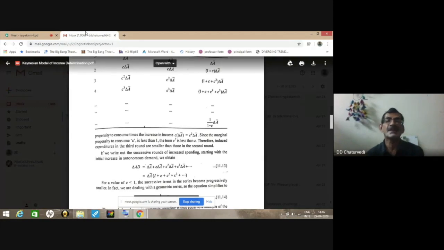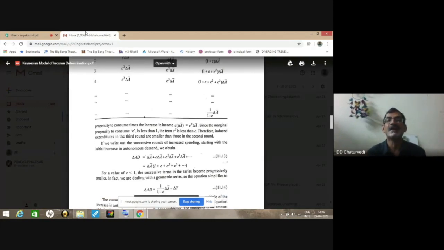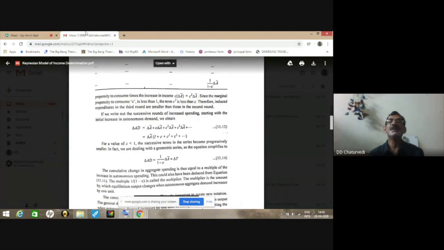Here again I should tell you that C is always less than 1, which is the value of MPC. And student, you remember in 11th class you have studied the formula for sum of infinite terms of geometric progression, which is given by first term divided by 1 minus common ratio. So the sum of aggregate demand change will be equal to 1 upon 1 minus C, C is the common ratio, multiplied by delta A bar. And this is giving us the total change in income.